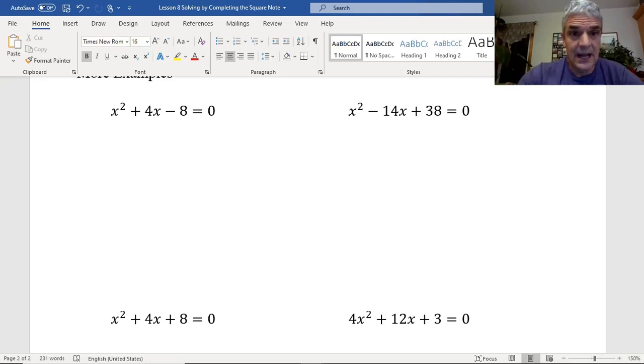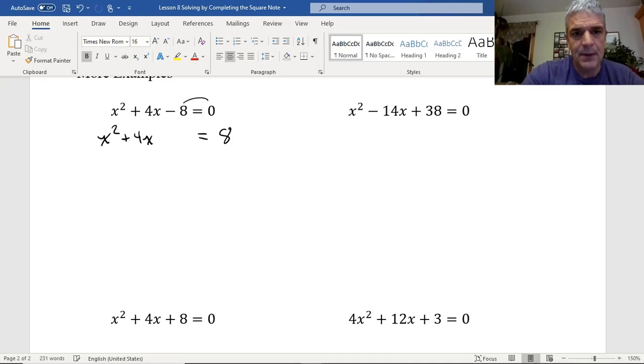So once I've realized that, I get to it. I write x squared here plus 4x. I leave a space for my c value, which I'm going to calculate here, and I say it equals 8 because I've moved the 8 over to this side. It'll be positive because really I'm adding 8 to both sides.